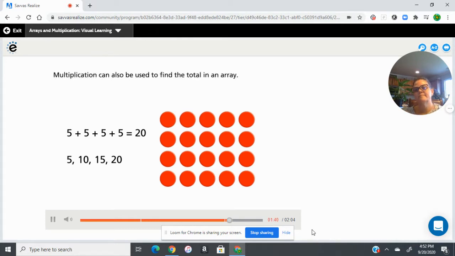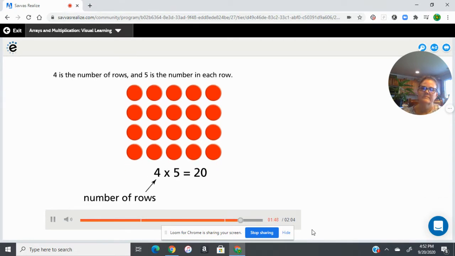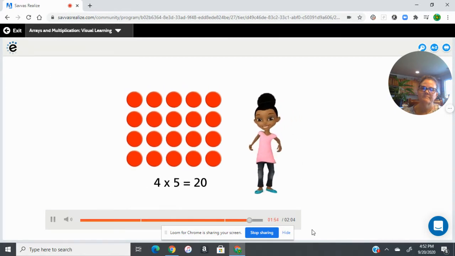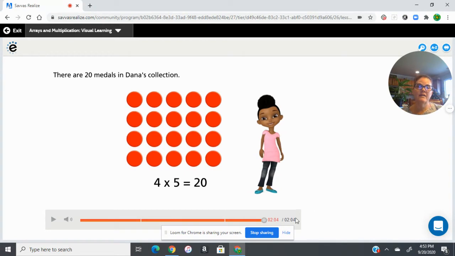Okay. Multiplication can also be used to find the total in an array. 4 is the number of rows, and 5 is the number in each row. You say 4 times 5 equals 20. There are 20 medals in Dana's collection. So the same as saying 4 groups of 5.